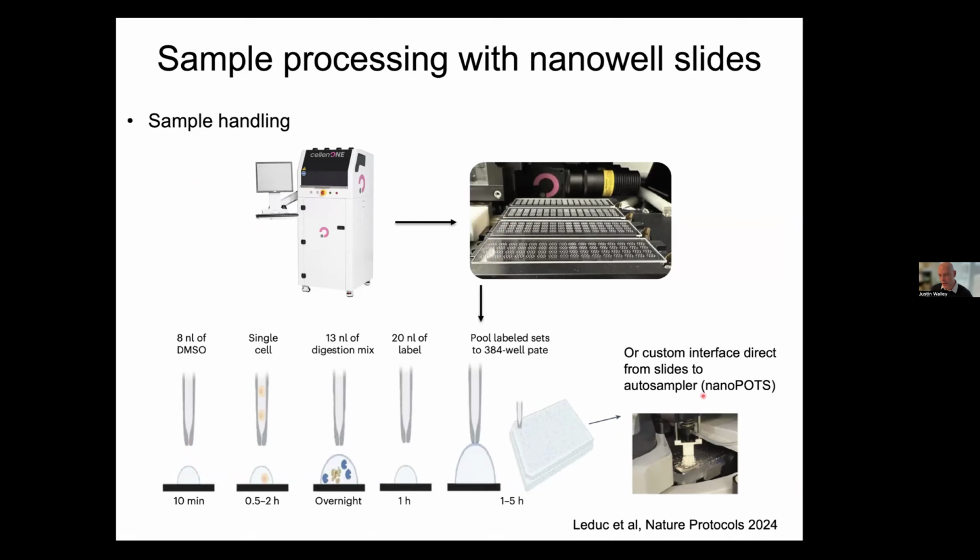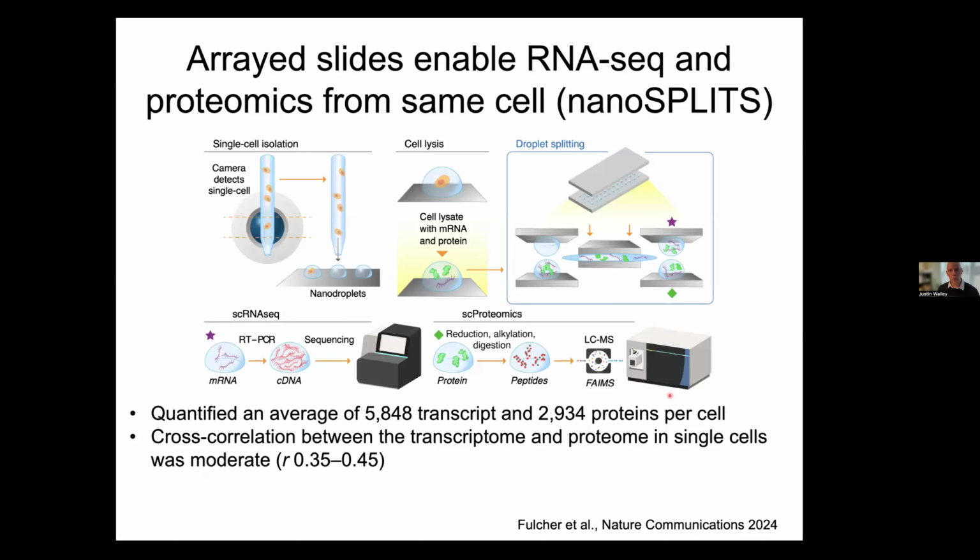Or some groups have developed their own custom robotics, like this nanoPOTS that you might read in a number of papers, where the slide is interfaced directly with the nanoPOTS autosampler. And in addition to reducing volumes, this nice approach by the group that developed the nanoPOTS system was a way to do RNA sequencing and proteomics on the same exact cell. So this is called nanoSPLITS.